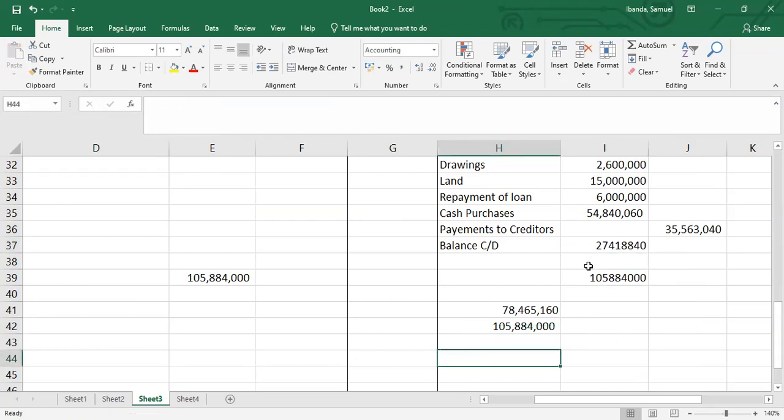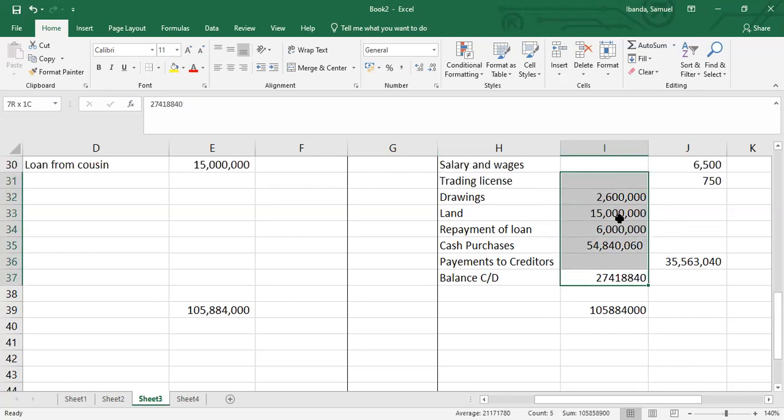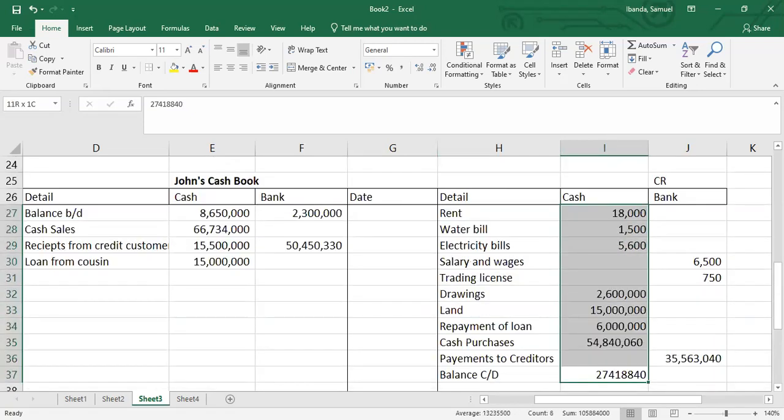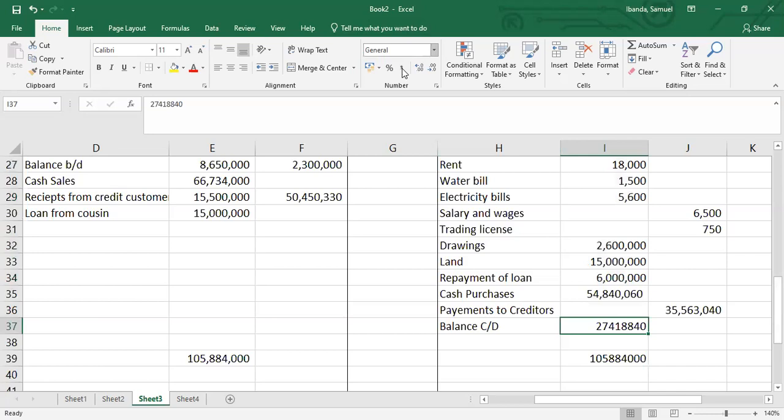So now at least this also adds to the same thing, it adds to that. So I've already recorded my carry down right there, okay? So I'll now balance off bank. I'll balance off bank.